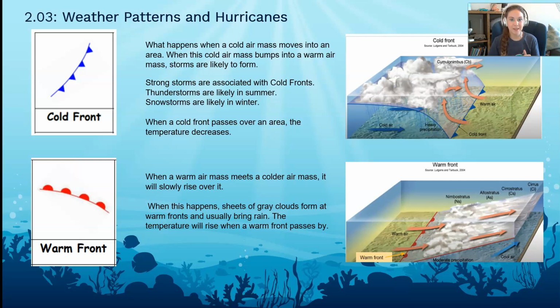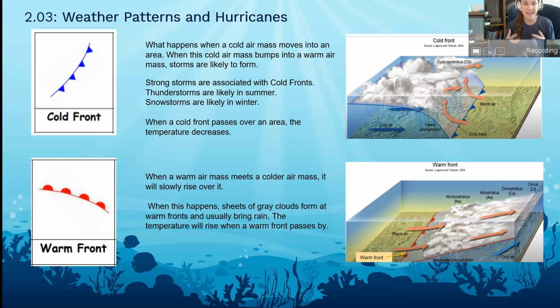And this is what happens when a cold, dense air mass moves into an area. And then when this cold air mass bumps into a warm air mass, storms are likely to form. Strong storms are associated with cold fronts, like thunderstorms, which are likely in the summer, and snowstorms, which are likely in the winter. When a cold front passes over an area, the temperature will decrease, okay?